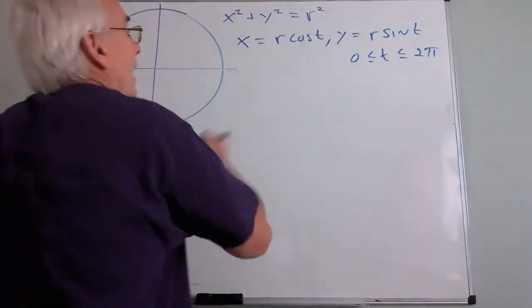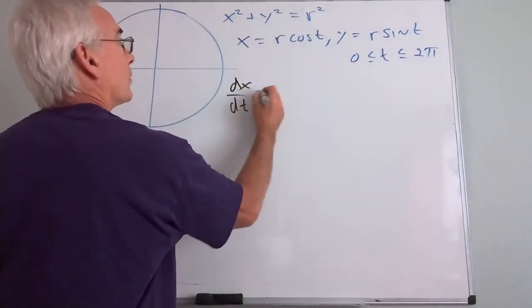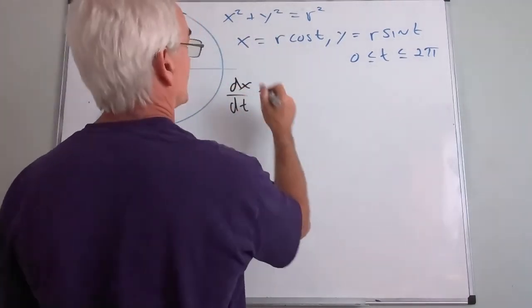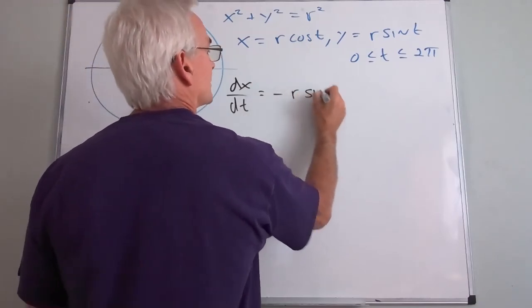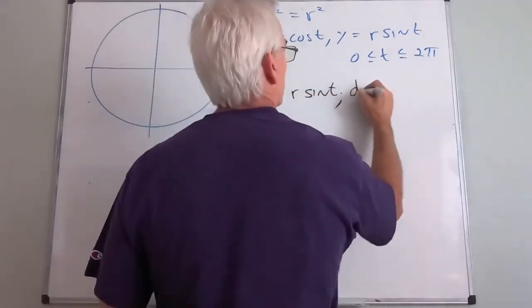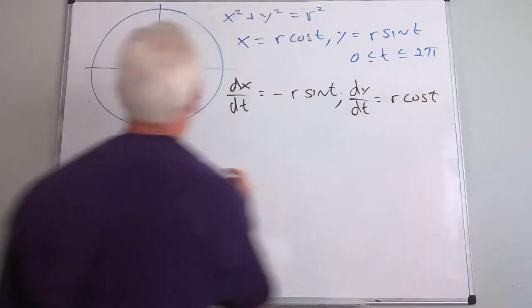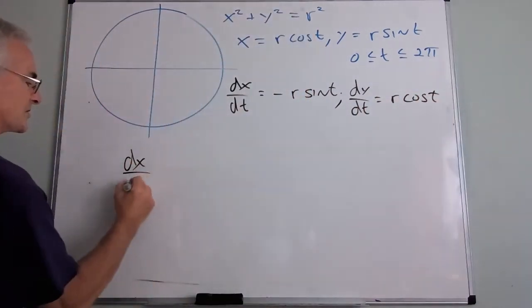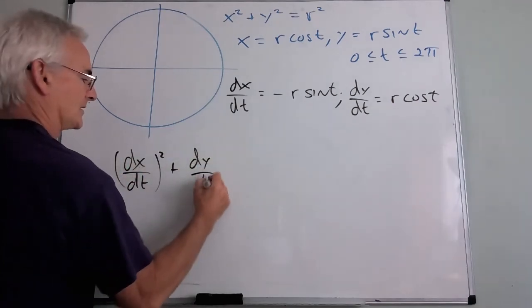So what is dx dt? We've done this before, but now we're going to do it from a different point of view. We were just doing derivatives before. So dx dt is negative r sine t. dy dt is r cos t. So the next thing I need, what is the square of dx dt plus the square of dy dt?